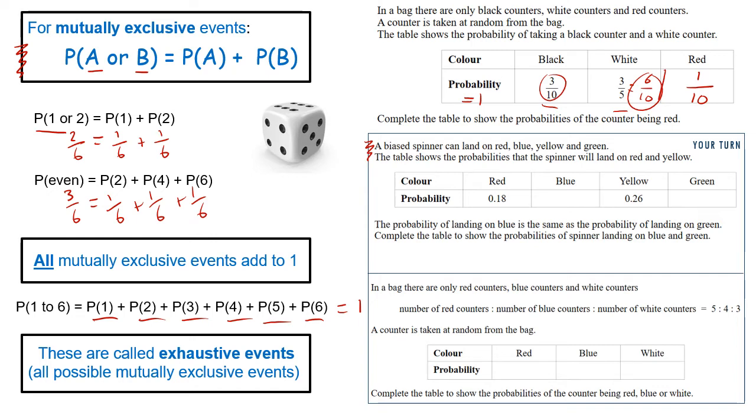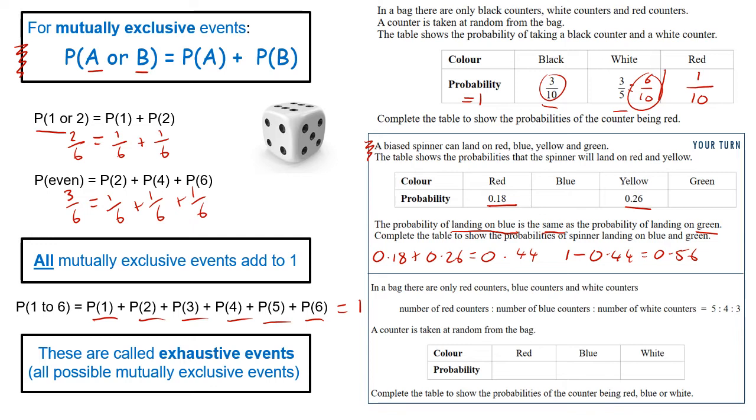So we can see here, we know the probability of it landing on red, we know the probability of it landing on yellow, and it says the probability of landing on blue is the same as the probability of landing on green. So if we add the probability of landing on red and yellow, the probability of it landing either on blue or green, we find by taking this away from 1, and that's 0.56.